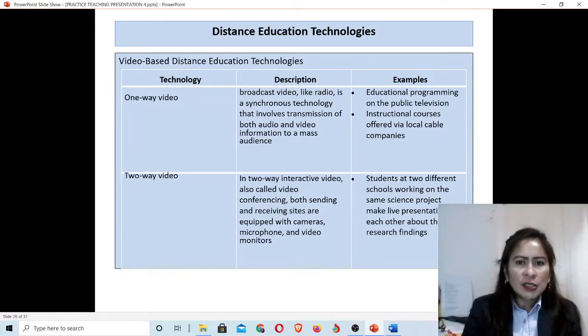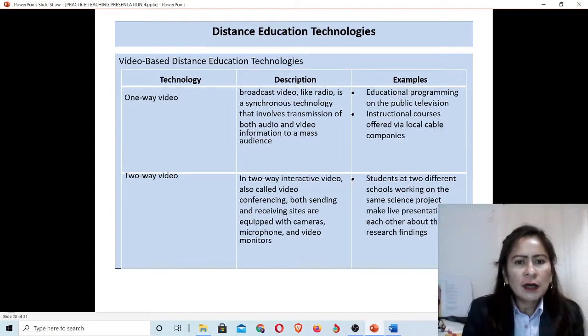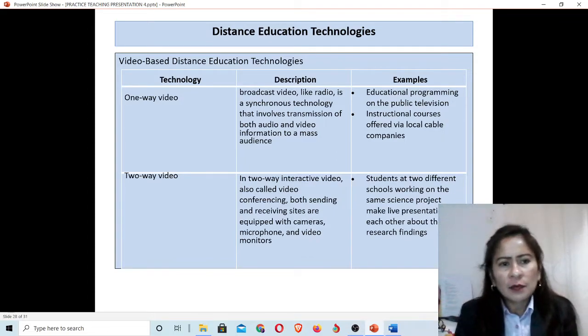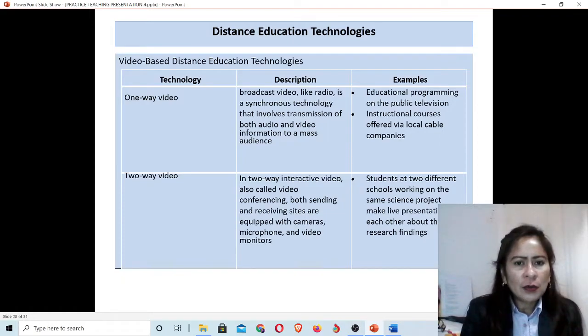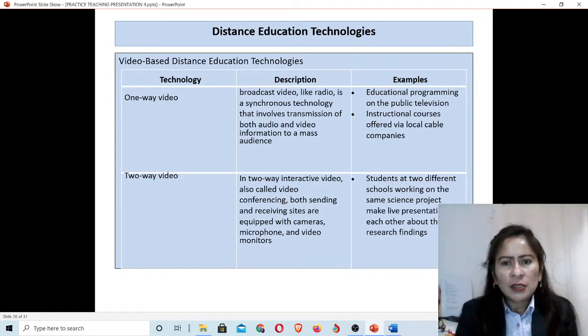We have distance education technology. What are the distance education technologies? We have video-based distance education technology, with technology, description, and example. For example, one-way video: broadcast video, like radio, is an asynchronous technology that involves transmission of both audio and video information to a mass audience. An example is educational programming on public television, or instructional courses offered via local cable companies.